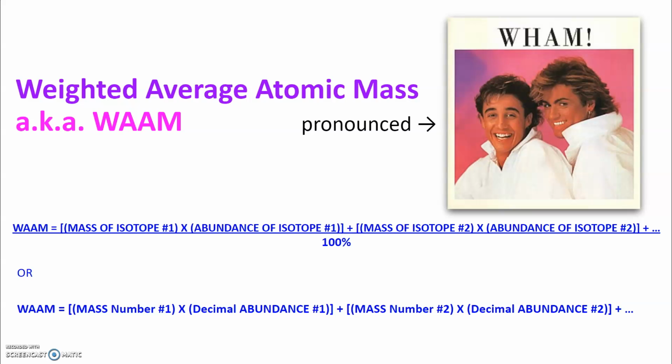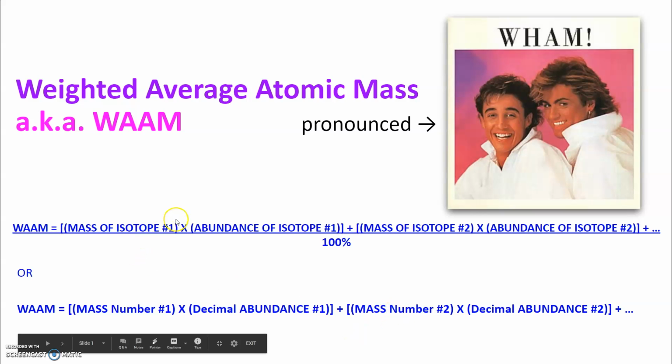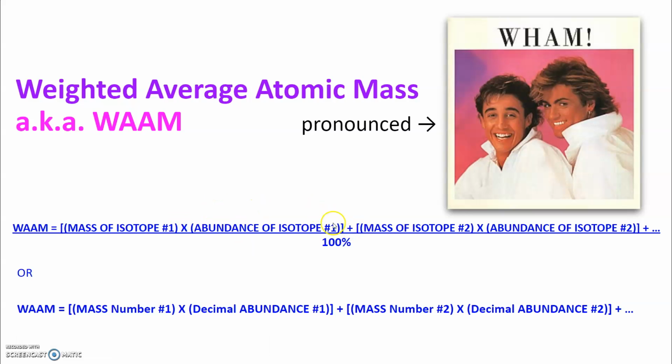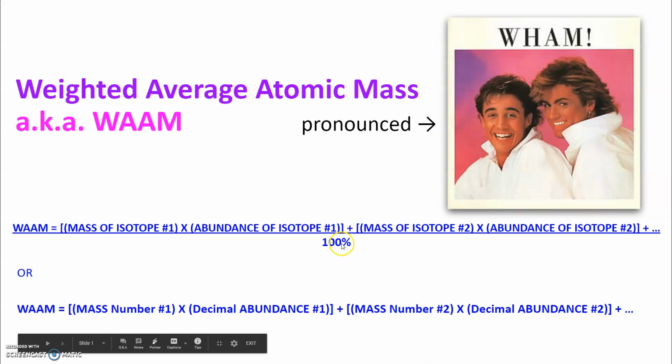The WAAM is calculated by taking the mass of isotope 1, multiplying by its percent abundance, plus the mass of isotope 2, multiplying it by its percent abundance, and so on and so forth for as many isotopes as you have. And then you can divide that by 100%.